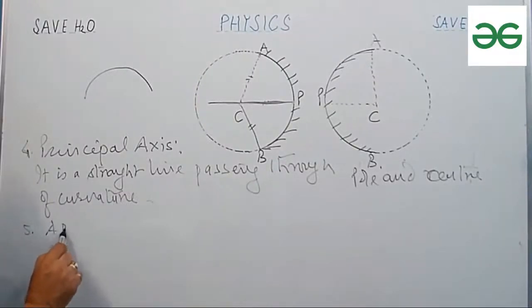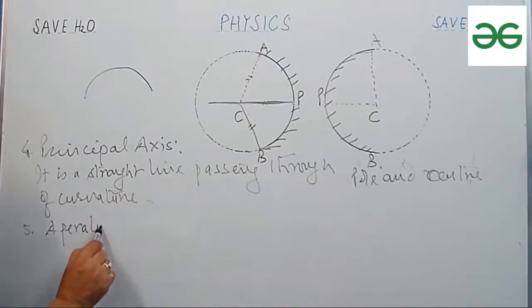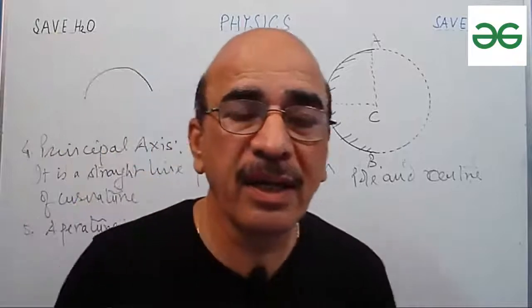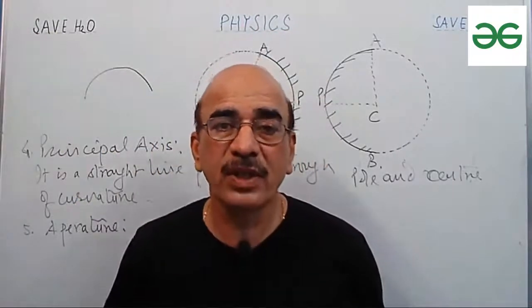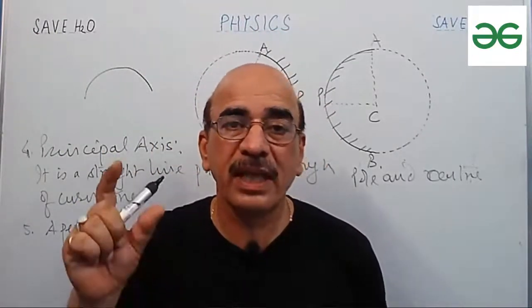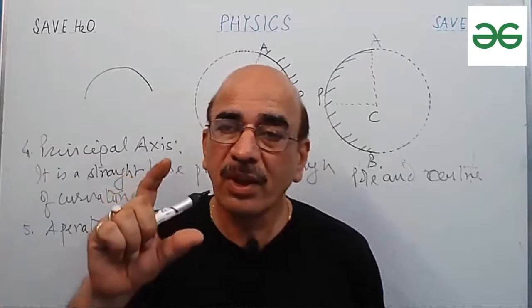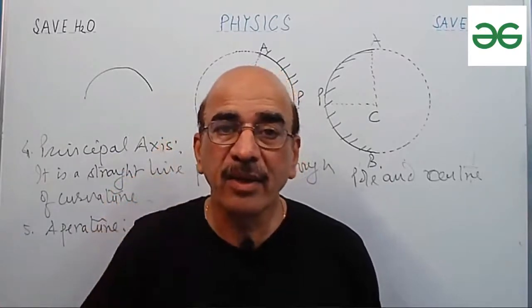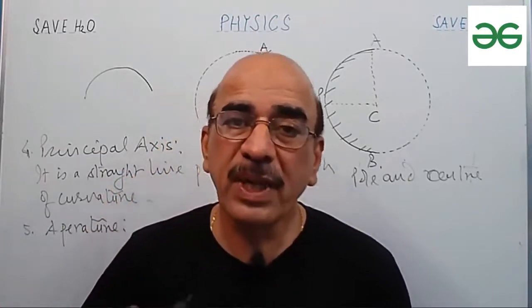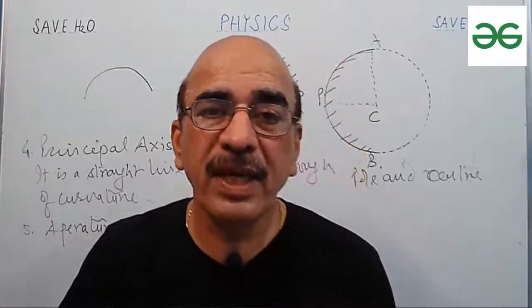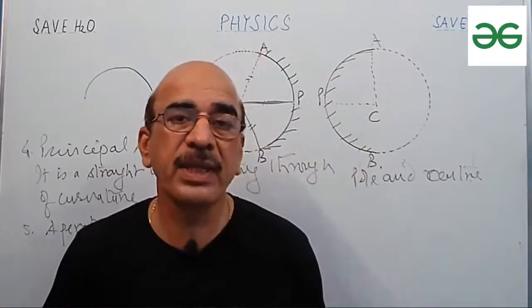Next point is aperture. And aperture is a very common word. While using cameras, you must have heard about this aperture. Aperture कम कर दो, aperture ज्यादा कर दो, right? So रोशनी ज्यादा आ रही है, रोशनी को कम करना है. So aperture is a common word which we hear in daily life when we use a camera.